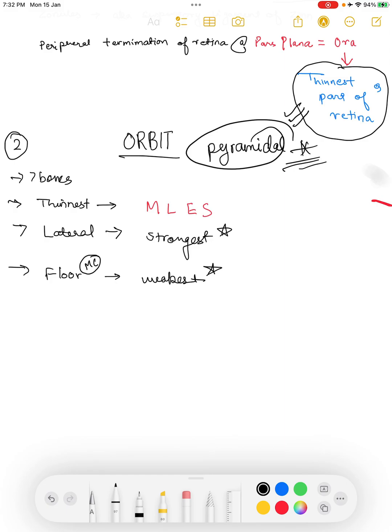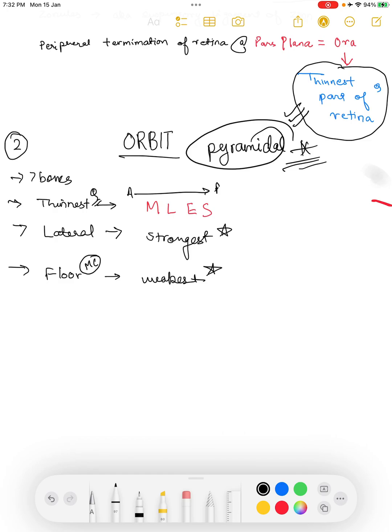Coming to the walls of orbit, there are 7 bones which form the bony orbit. Questions which come: which is the thinnest wall? Medial wall is the thinnest wall. Which are the bones forming the thinnest wall? From anterior to posterior, I remembered it as MLES: Maxilla, lacrimal, ethmoid, sphenoid. Easy enough?